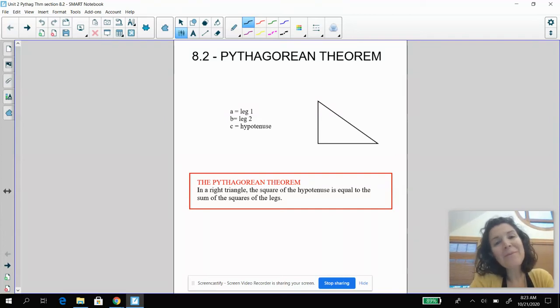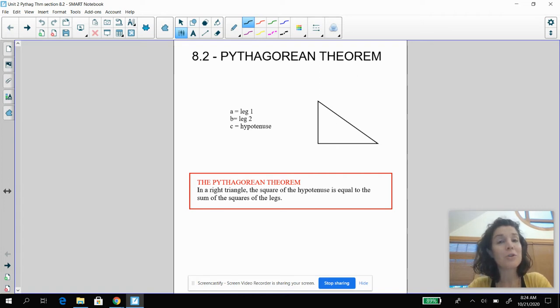All right, I'm back with another section for Unit 2, and this one is about the Pythagorean Theorem. So that 8.2 references the section that it is in your textbook. So if you want more information, you can check that PDF of the textbook or your hard copy.